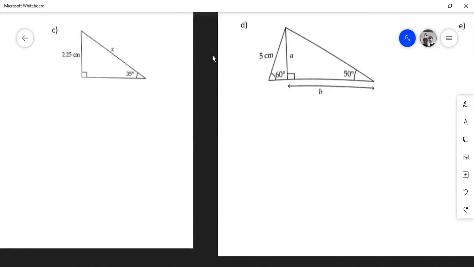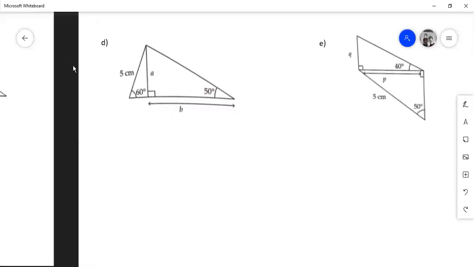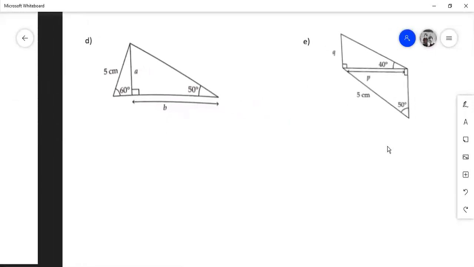Now let's look at question D. Question D is a bit of a problem-solving question. I've got D and E. I'll do D for you, and you can try E yourself. Of course, you can access the link to this slide. I'll upload it in the YouTube description below.